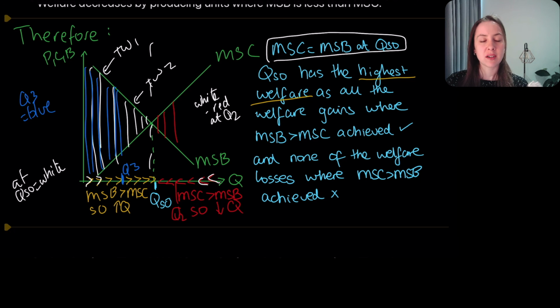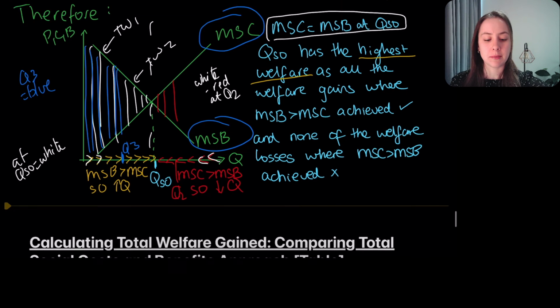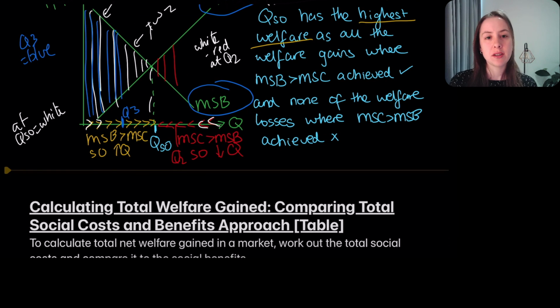So again, if you want to maximize welfare, pick QSO, pick where your MSC equals your MSB, because that means you've gained all the MSB units greater than the MSC. Take a look at the next video in the series where you calculate total welfare gained, comparing total social costs and total social benefits.